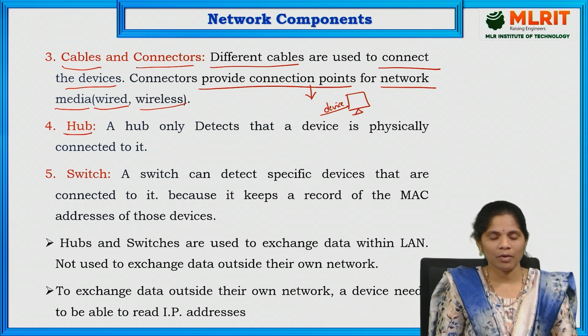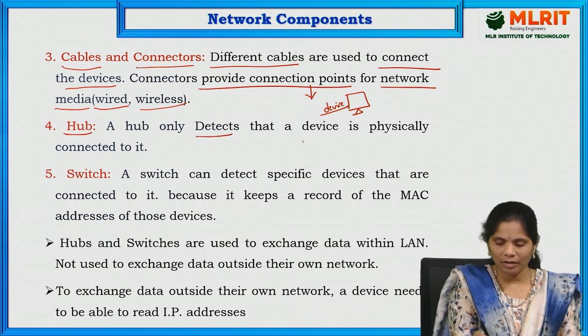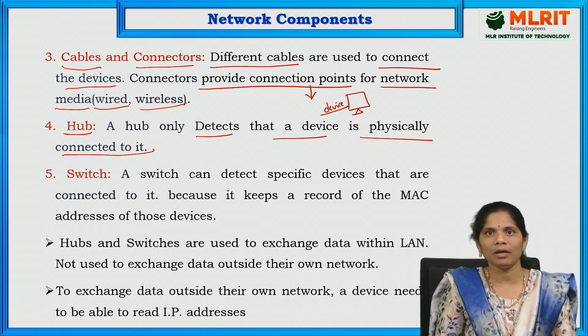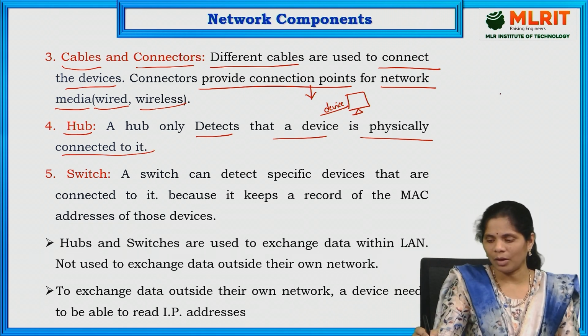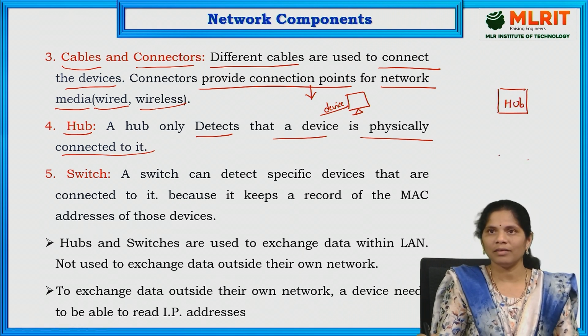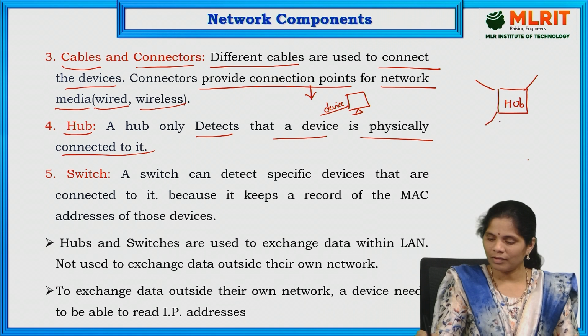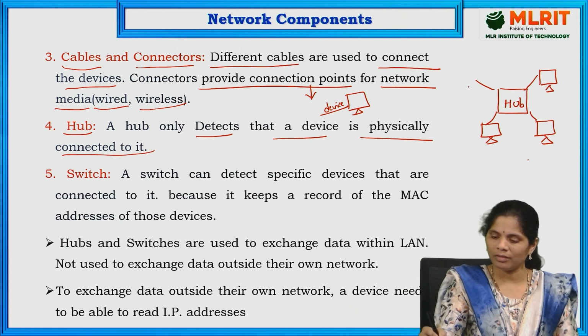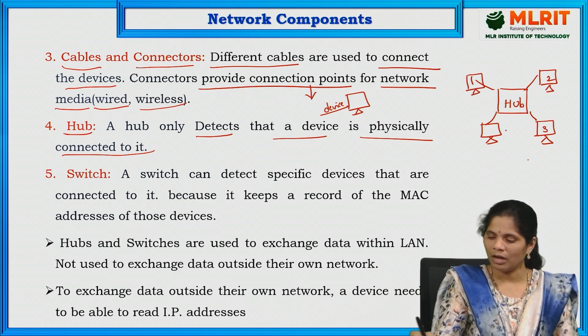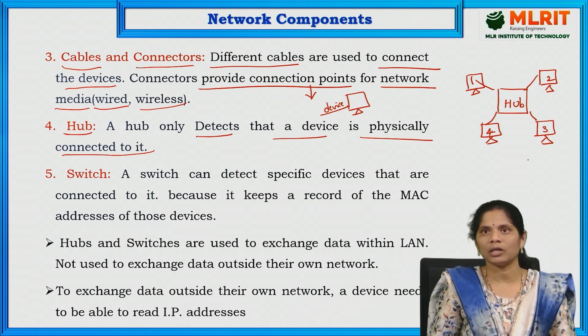And the next one is hub. What is a hub? A hub only detects that a device is physically connected to it. Take this example here. I already told you that in star topology we are using a hub. This is the hub. To this hub, we are connecting different devices. This is device 1, device 2, 3 and 4. These 4 devices are connected to this hub.